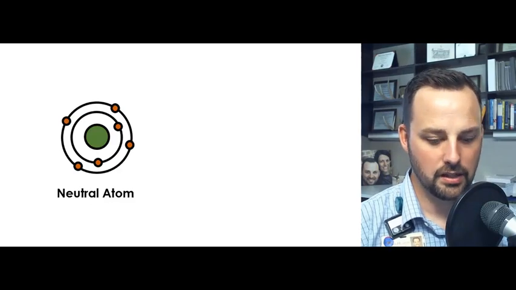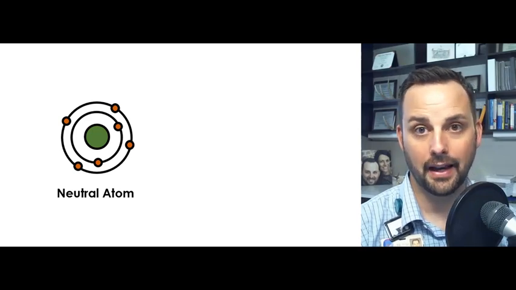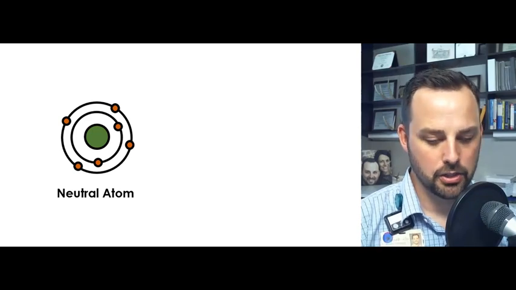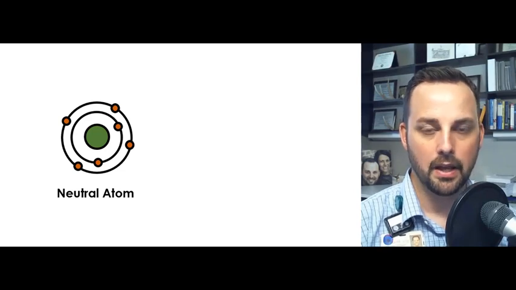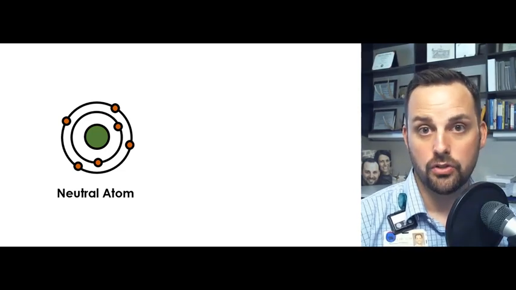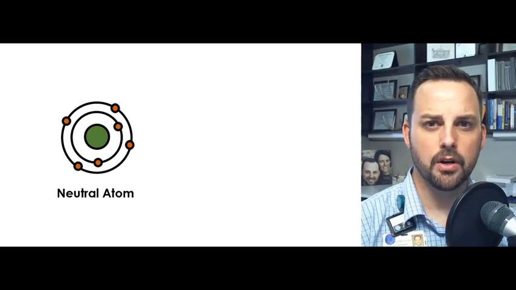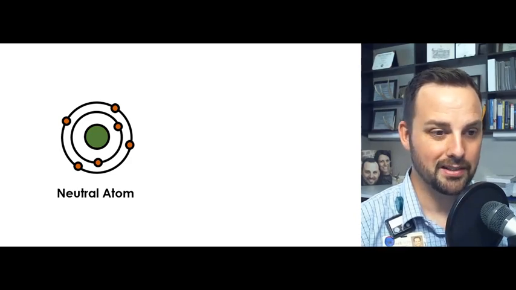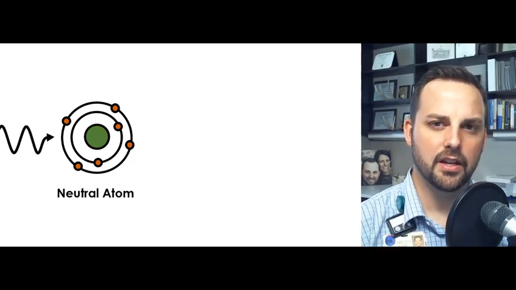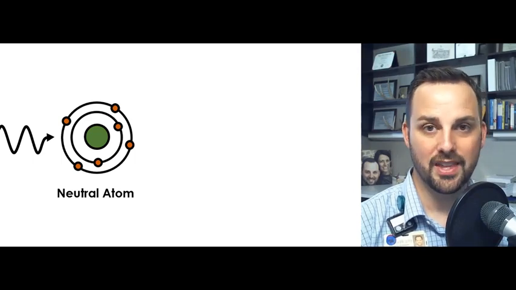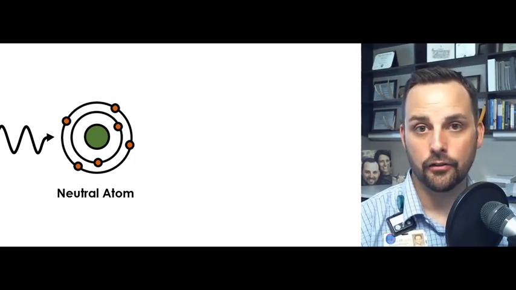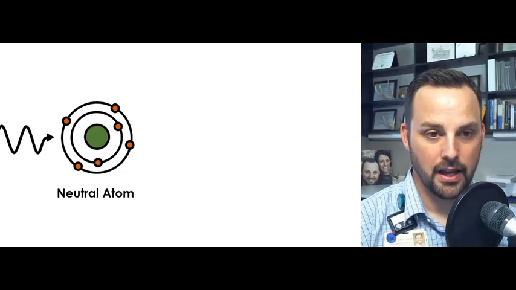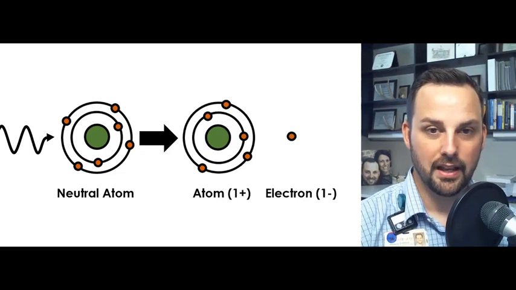We'll start with a neutral atom. It doesn't matter what kind of atom this is. We'll say it's a calcium atom, but this can be true of any atom. So we'll say it's a neutral calcium atom. It's electrically neutral because there's the same number of protons and electrons, so they cancel each other out, and overall it has no charge. But if an X-ray photon strikes an electron within this atom, it can knock it out of orbit. That's called ionization.